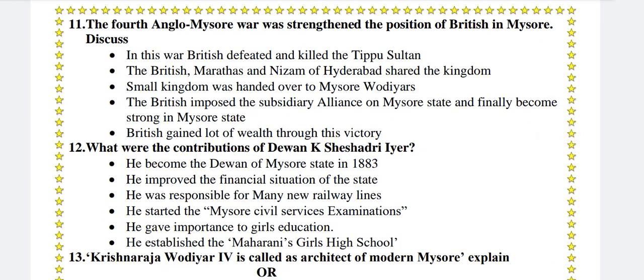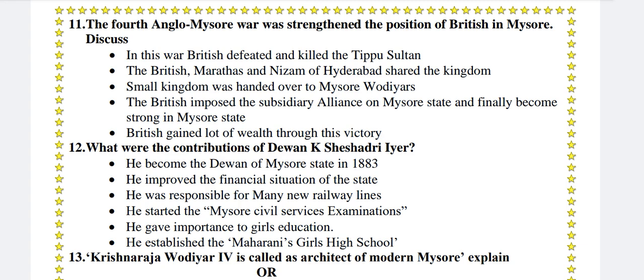The Fourth Anglo-Mysore War strengthened the position of the British in Mysore. Discuss. In this war, the British defeated and killed Tipu Sultan. The British, Marathas, and Nizam of Hyderabad shared the kingdom. A small kingdom was handed over to the Mysore Wodiyars. The British imposed the subsidiary alliance on Mysore state and finally became strong in Mysore state. The British gained a lot of wealth through this victory.